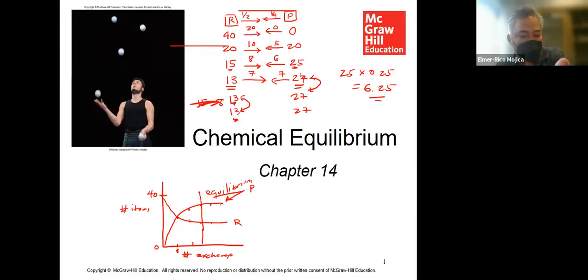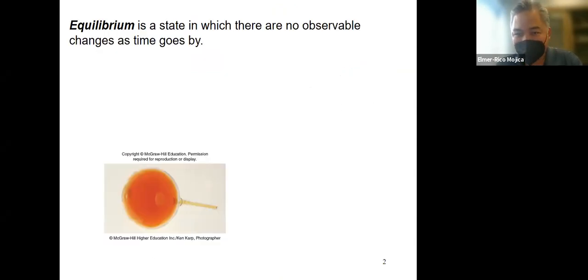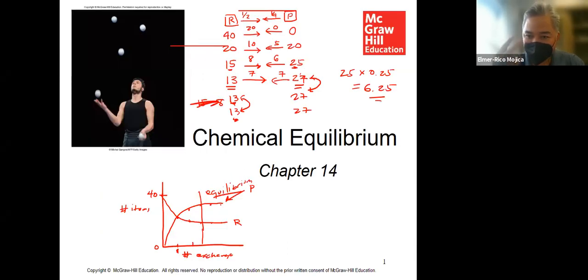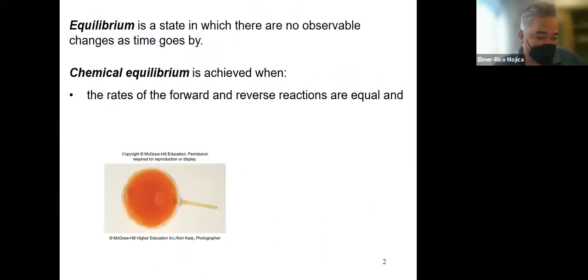So where do we get this meaning here in the exchange? No observable changes as time goes by. There are two situations that tell us that. What are those two situations? The number of items in the boxes remains the same, and the number of exchanges remains the same. Do you get it? Everybody get it? Once you reach here, the number of exchanges is the same and the number of items in the boxes are the same, because that's what chemical equilibrium is.